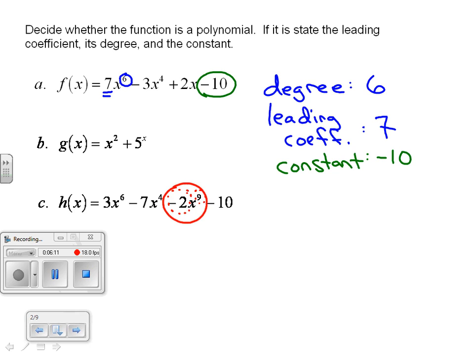Gives us 2 of the 3 things that we're looking for. And our constant is right here at -10. So again, our degree is 9, our leading coefficient is -2, and our constant is -10.